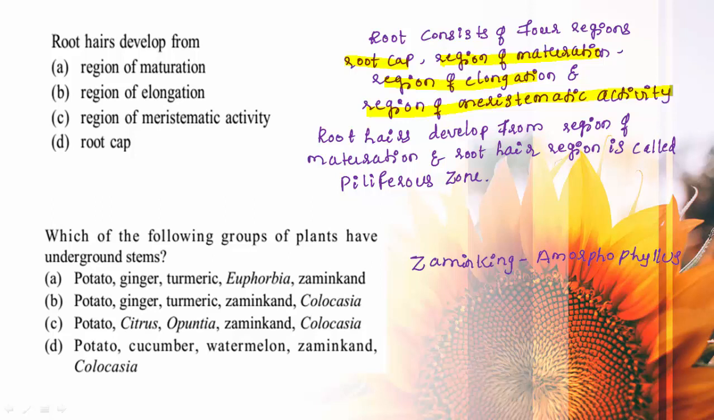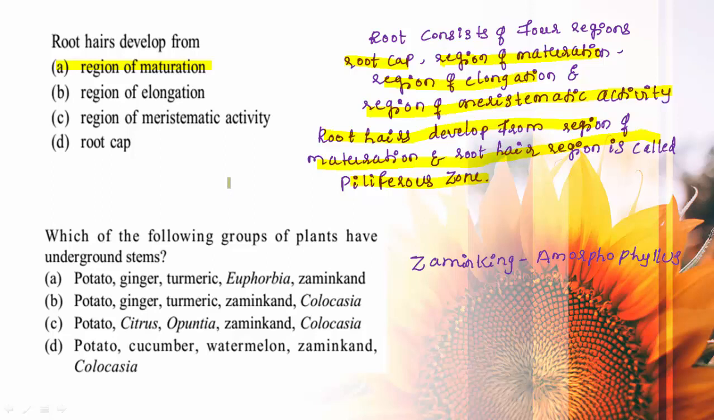Then from these regions, exactly which region gives rise to the development of root hairs? The answer is root hairs are developing from the region of maturation. The region of maturation is the answer from where the root hairs are developing, and root hair region is also called filiferous zone. So the right answer for this question is option A. Then coming to the next question.